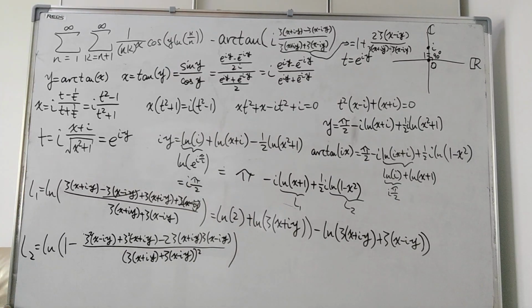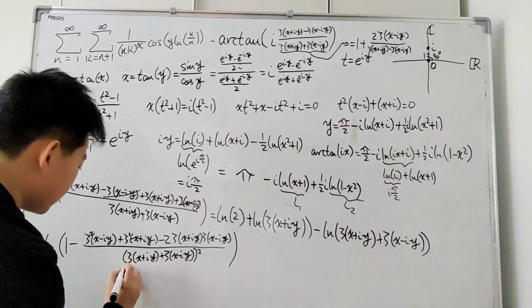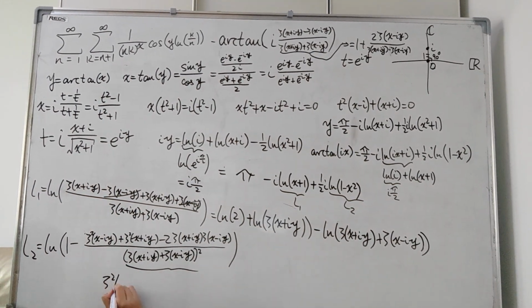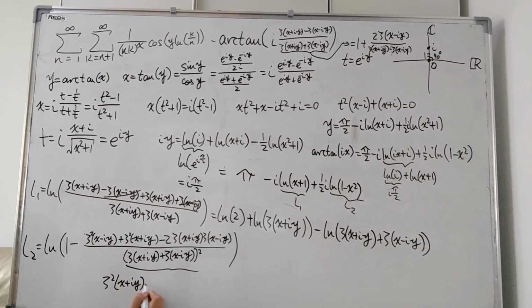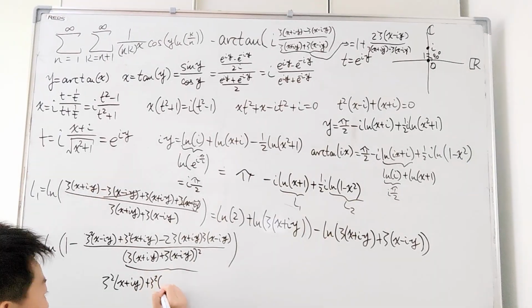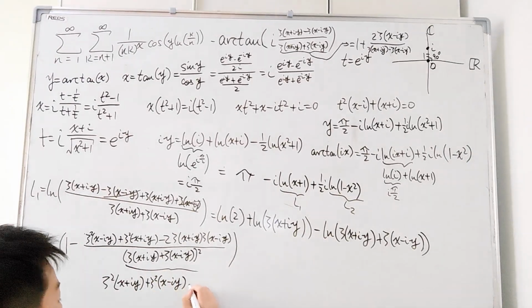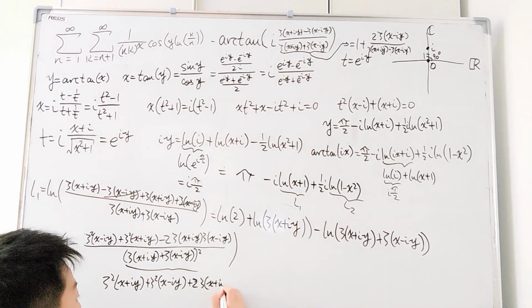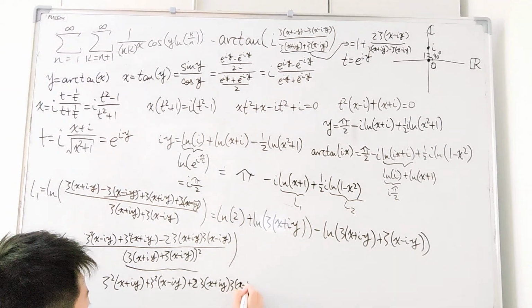I'm not even going to bother writing this and rationalizing. I'm just going to skip to the important bits. After you do this, this expression, if you write it out, is going to be zeta squared of x plus iy plus zeta squared of x minus iy plus 2 zeta of x plus iy zeta of x minus iy.